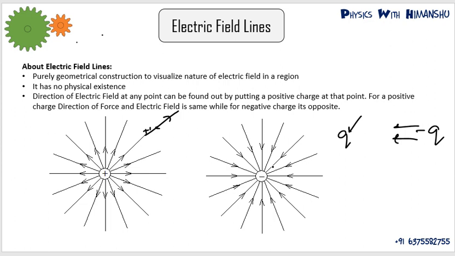And suppose there's a negative charge here, and if I put a plus 1 coulomb charge here, it will get attracted. So electric field will be inside the negative charge. So for a single positive charge, electric field is outwards, and for a single negative charge, electric field is inwards. Okay, for a single charge it will be radially outwards. Here the word radially is important. So for positive outwards, for negative it will be inwards.